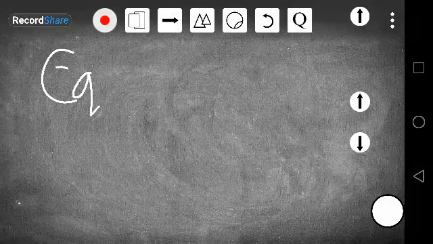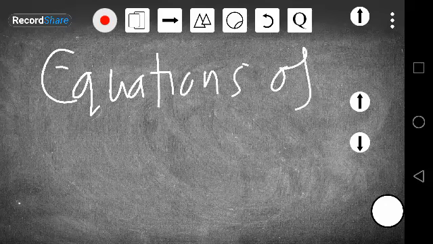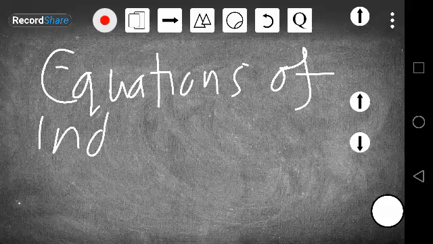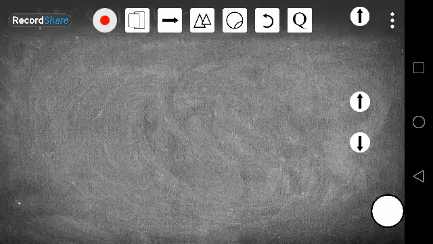Today we are going to look at equations of indices. We are going to look at types of equations whereby the bases are known, and we'll later look at whereby the powers are known. So I'll start with a scenario where the bases are known.